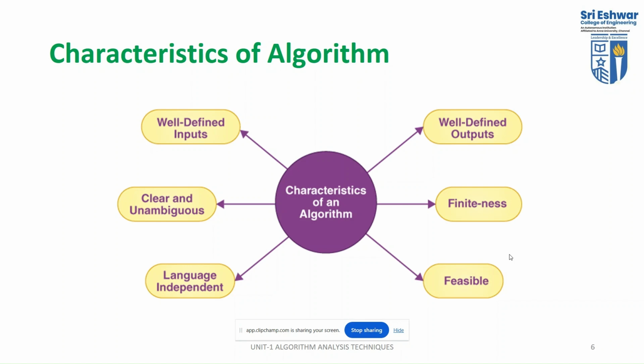Last but not least, we have the feasibility of an algorithm. Feasibility refers to whether an algorithm can be executed with the available resources such as time, space, and computational power. A feasible algorithm is one that can actually be implemented and run within a reasonable amount of time and space for the given problem. So this is all about the different characteristics of an algorithm.